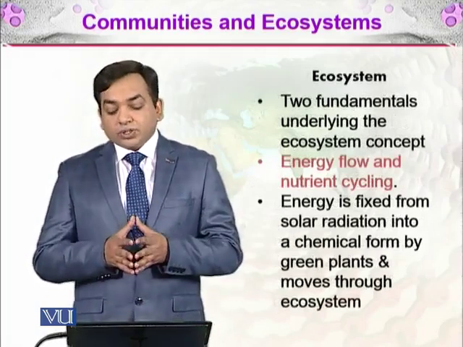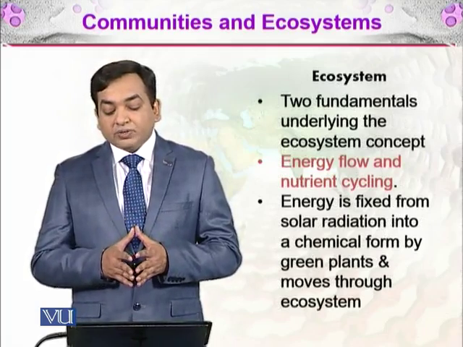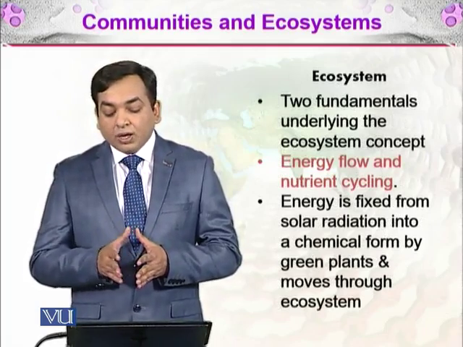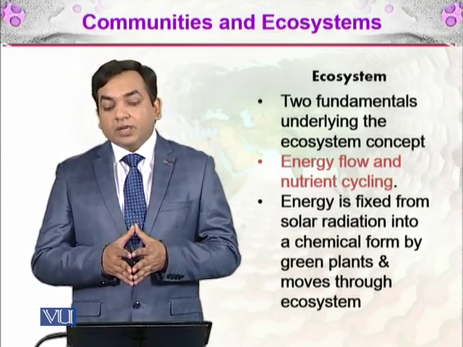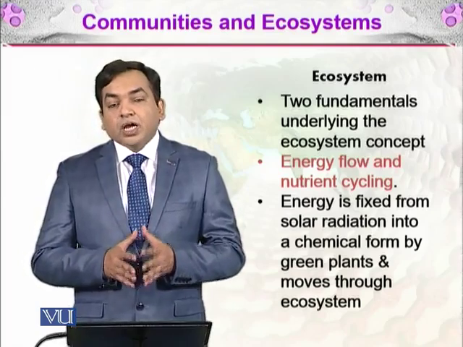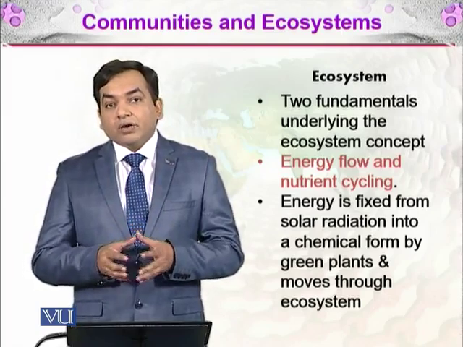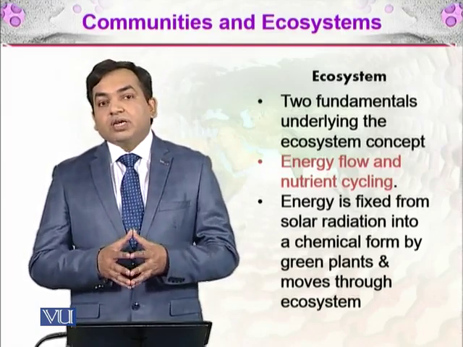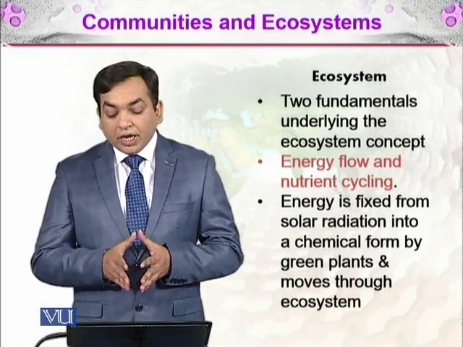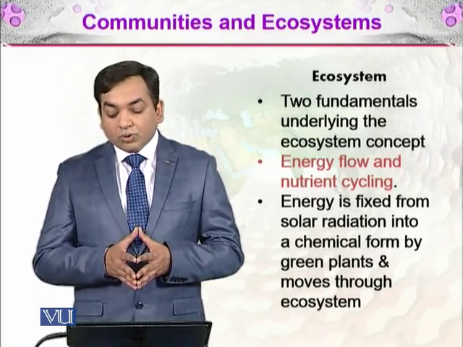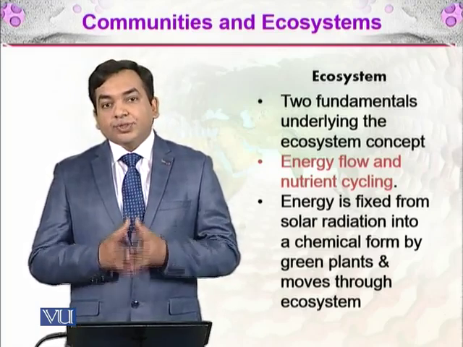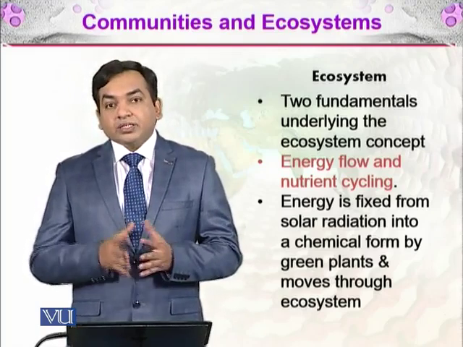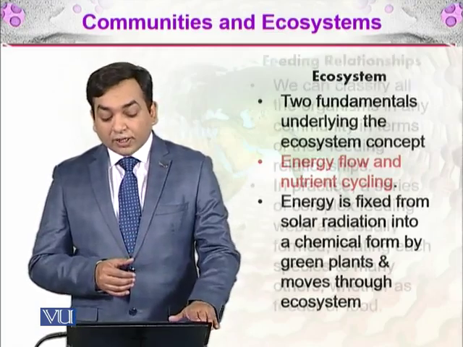So there are two fundamentals which are underlying the ecosystem concept. The one is the energy flow and the other one is the nutrient cycle. Energy flow, as I have already explained, the sunlight is coming from the outside. So energy is fixed from the solar radiation into chemical form by the green plants and moves through the ecosystem. And the next thing is about the nutrient cycling.